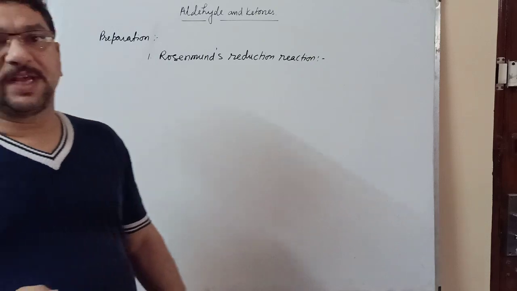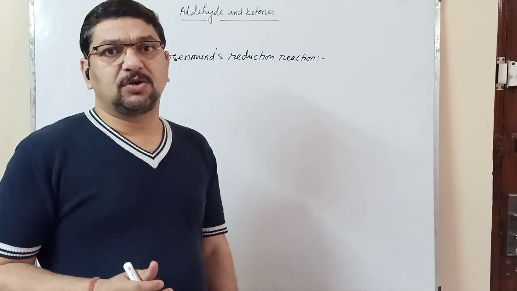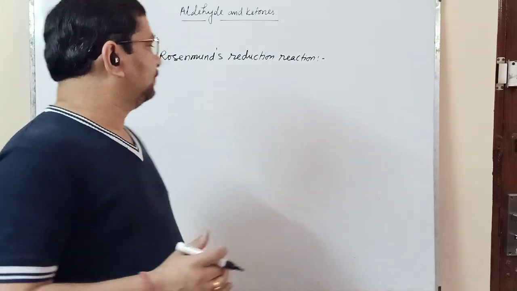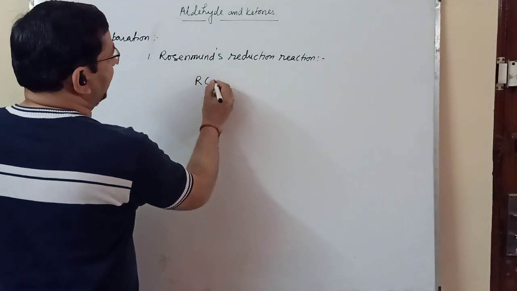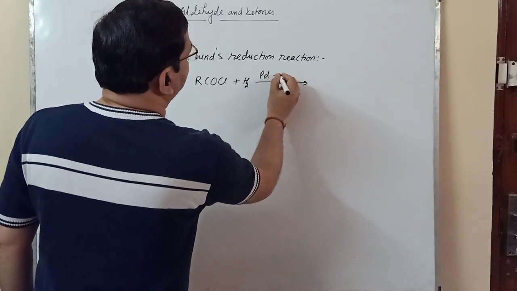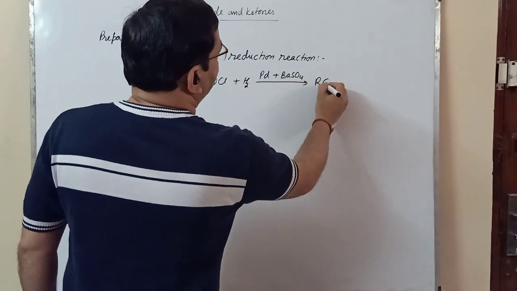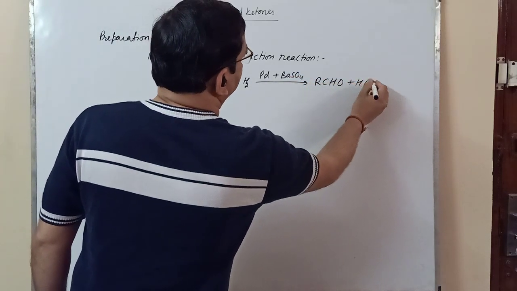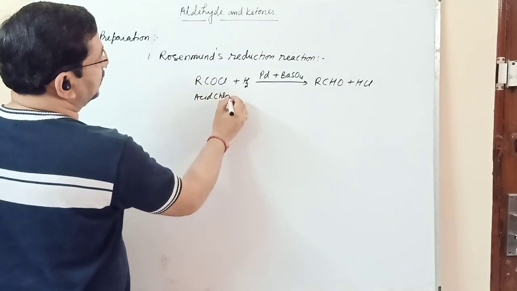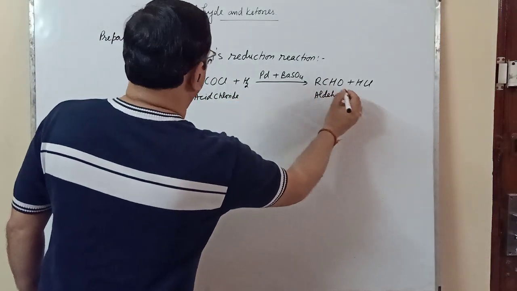In Rosenmund reduction reaction, acid chlorides when treated with hydrogen in presence of palladium and barium sulfate, then we obtain aldehyde. So in this, what happens? Acid chloride when treated with hydrogen in presence of Pd plus BaSO4, then aldehyde is obtained with HCl. This is acid chloride. Reaction is important and product is aldehyde here.